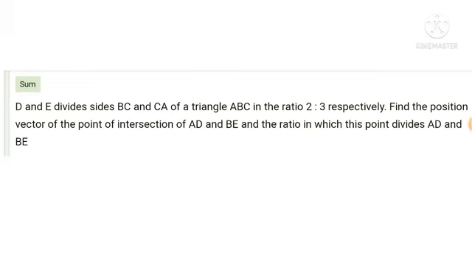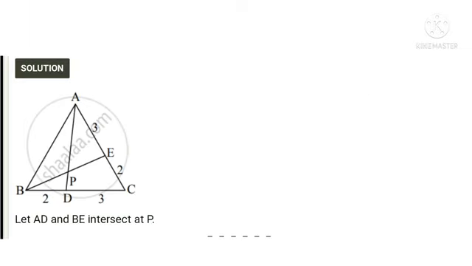Okay. Next, question number 6. D and E divide the sides BC and CA of a triangle ABC in the ratio 2:3 respectively. Find the position vector of the point of intersection of AD and BE and the ratio in which the point divides AD and BE. See students, first we draw the figure.